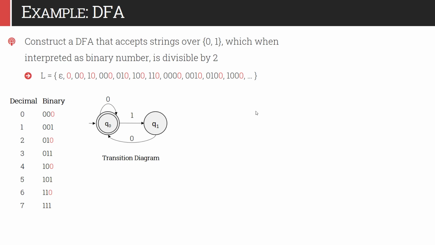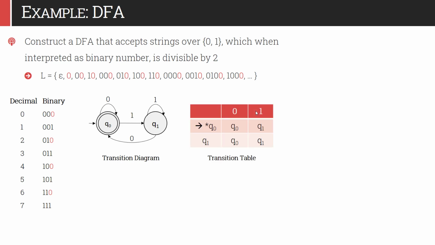And from Q1, the arc of 0 is out, the arc of 1 is to be adjusted. We cannot go from Q1 to Q0 by reading 1, otherwise this DFA will accept odd numbers as well. So we can put a self loop of 1 on Q1. So this is the DFA for the given problem statement, and the transition table for that looks like this. Q0 is the initial state as well as the final state, so we are putting an arrow symbol and a star mark in front of Q0.